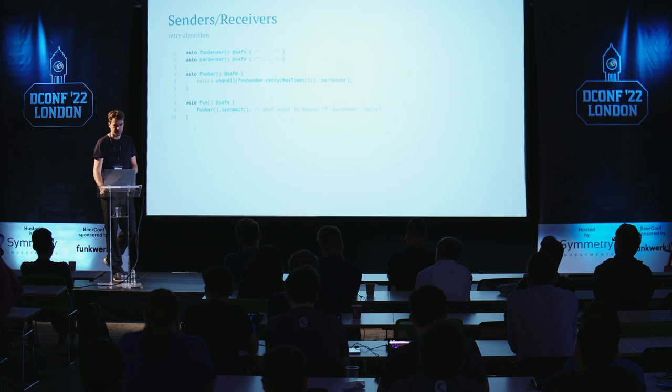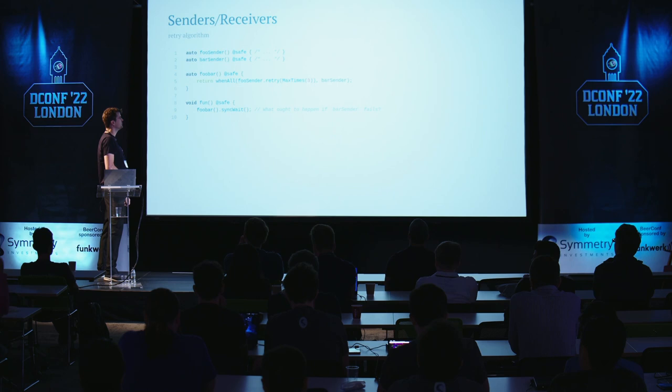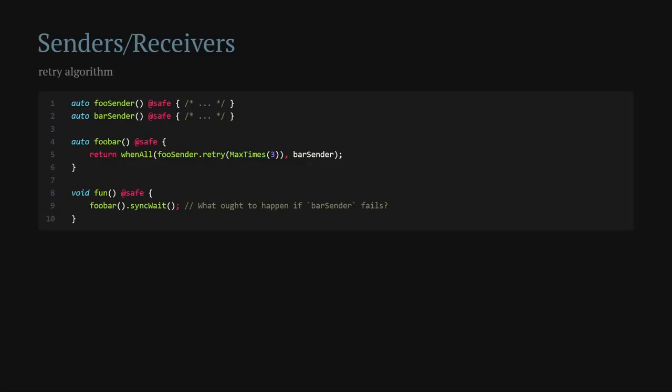Suppose we realize that foo sender is a bit flaky. Now, we really don't want flaky things, but suppose it is, and we want to deal with it. It doesn't matter what foo sender does. If it's a whole large thing, we can just add retry, max times 3. And ask the question, what happens if bar sender fails? Well, same thing. If bar sender fails, it means that when all cannot complete successfully, ergo, it has to cancel the foo sender, even if it's in the middle of retrying. It doesn't matter, right?